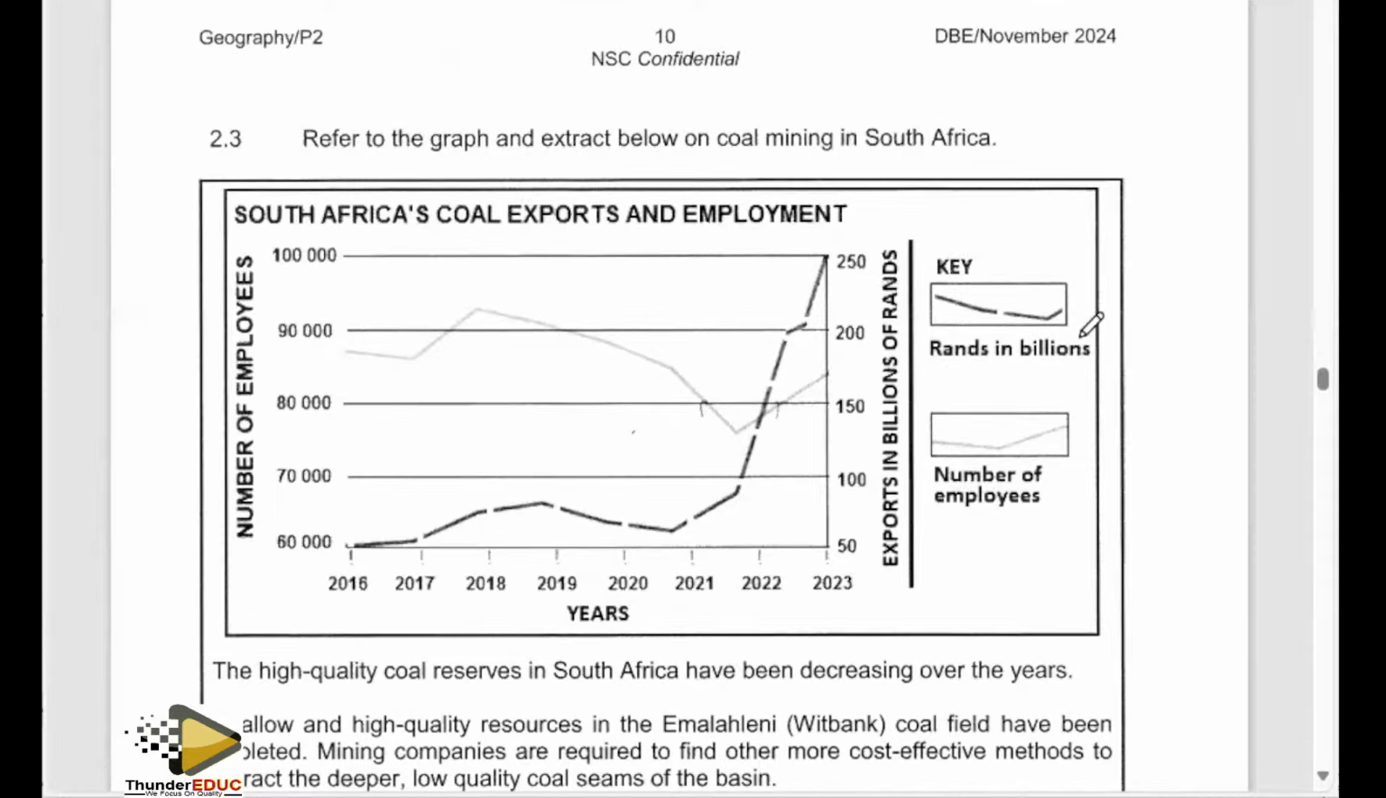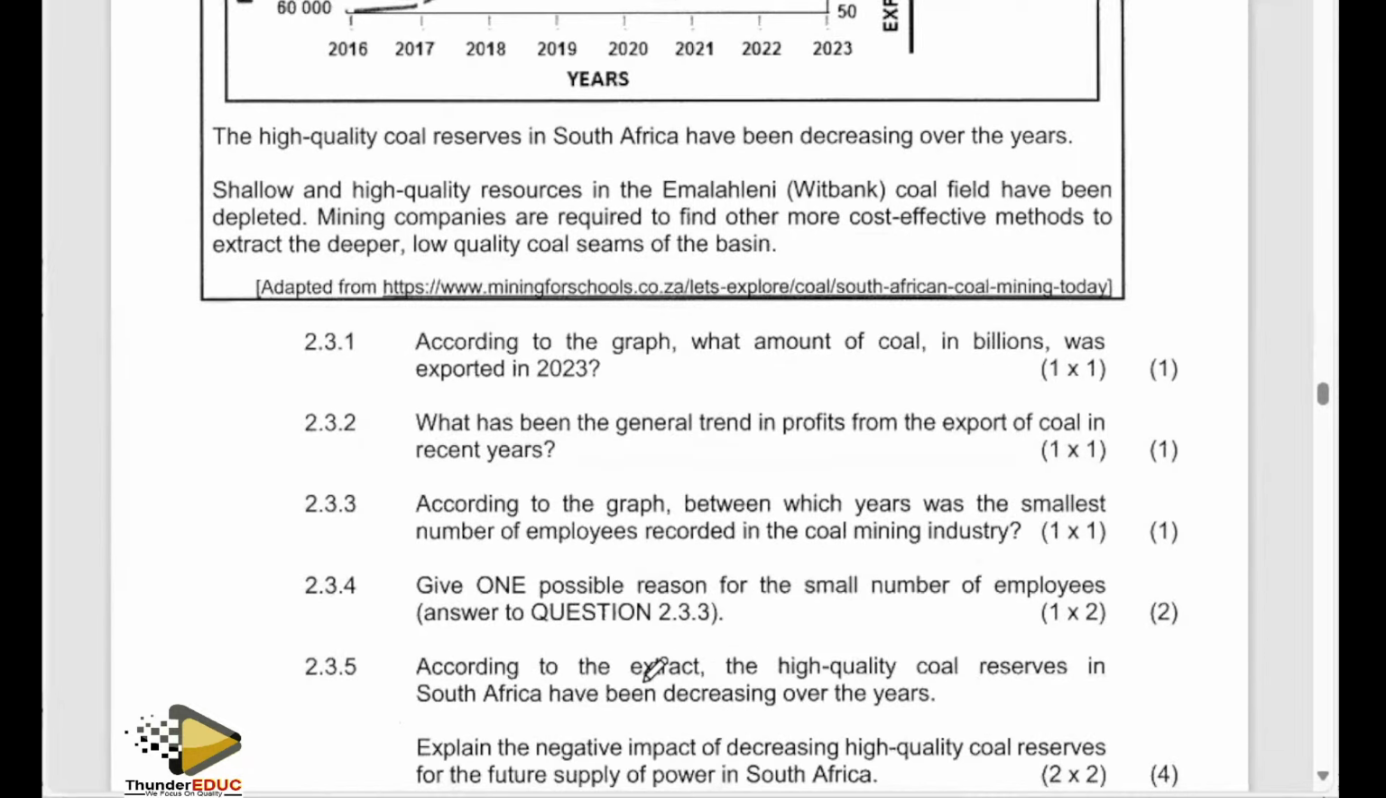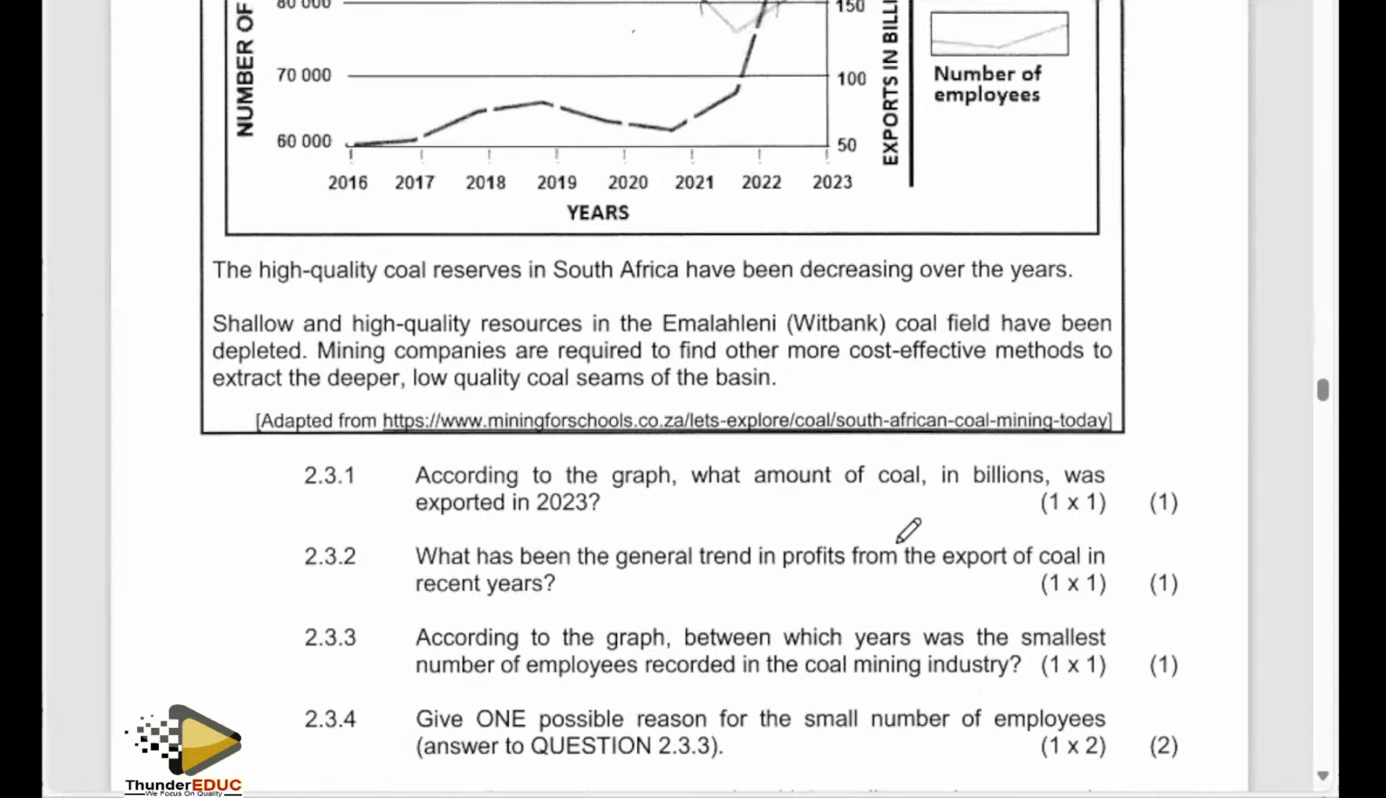So if you check these two graphs, this graph here, the broken line, is showing the trend of the income earned from the export of coal, which we read from the right. And this graph here is showing employment statistics in the coal mining industry, which we read from the left. The first question is saying, according to the graph, what amount of coal in billions was exported in 2023? We want the exports in billions for 2023.